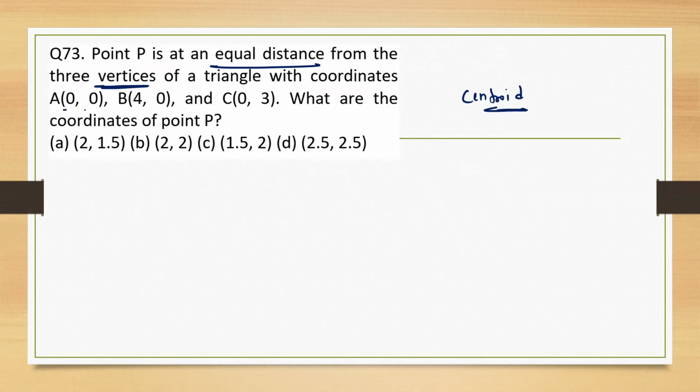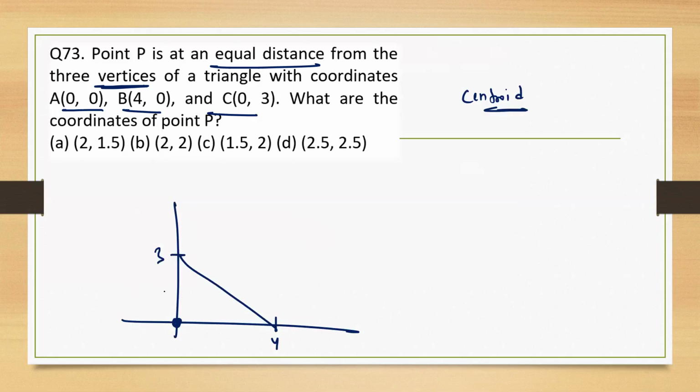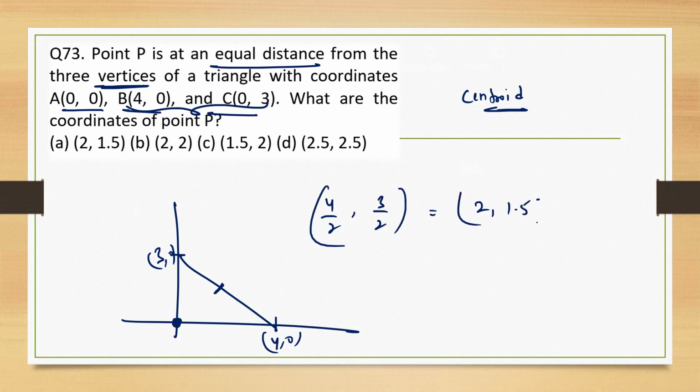The coordinates of the triangle are given as 0, 0, 4, 0, 0, 3, which means one vertex is at the origin, 4, 0 is at 4, and 0, 3 means it is at 3. What kind of a triangle is it? It is a right angle triangle. So for a right angle triangle, the centroid is the midpoint of the hypotenuse. So what is the midpoint of BC? You take it. So it is 4 by 2, 3 by 2. 4 by 2 means what? It is 2, it is 1.5. So the midpoint of the hypotenuse is 2, 1.5. Answer is A.